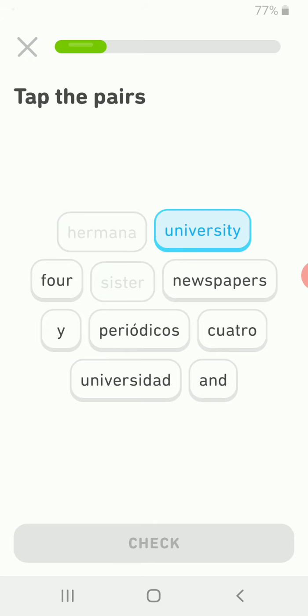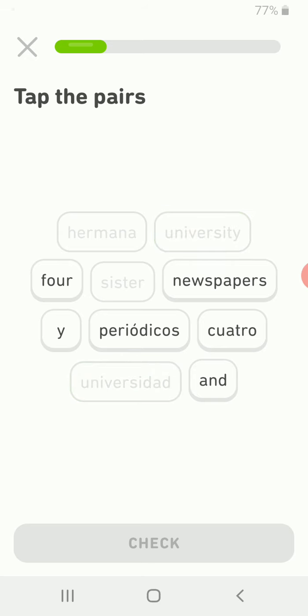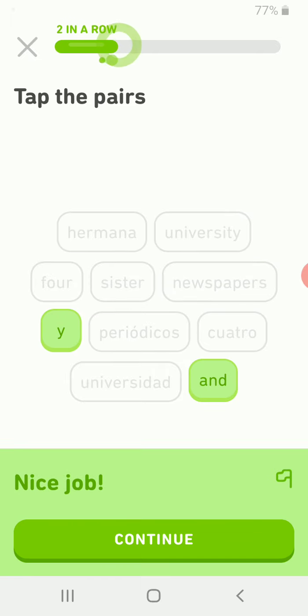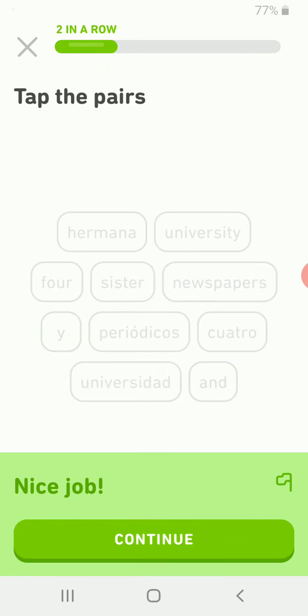Hermana is sister. University is universidad. Four is cuatro. Newspapers, periódicos. Y is and. So periódicos, as you can see, the accent is on the letter O. So periódicos, periódicos. It means newspapers. Periodista, we have seen this word in the series Mi Vida Loca, My Crazy Life. So periodista is a journalist and newspapers are periódicos.